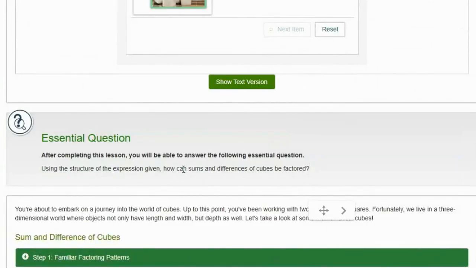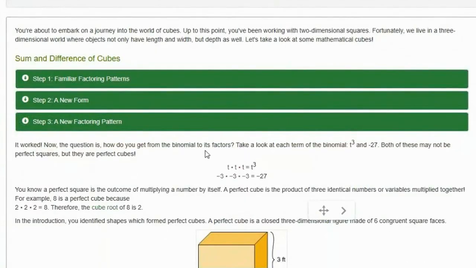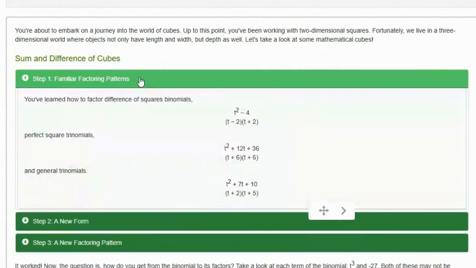So how can sums and differences of cubes be factored? So let's look at this. Sums and differences of cubes. So if we have, they give it to us, t squared minus 4. Remember we had the difference of squares? So we knew, oh, t squared, that's a square. 4 is a square. So that's t minus 2, t plus 2. Great. Shortcut, no work required.